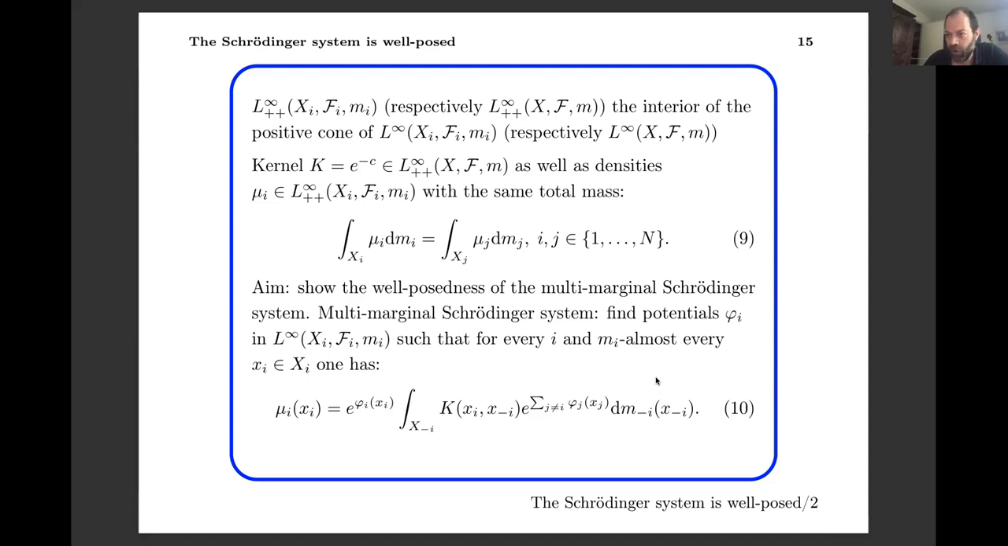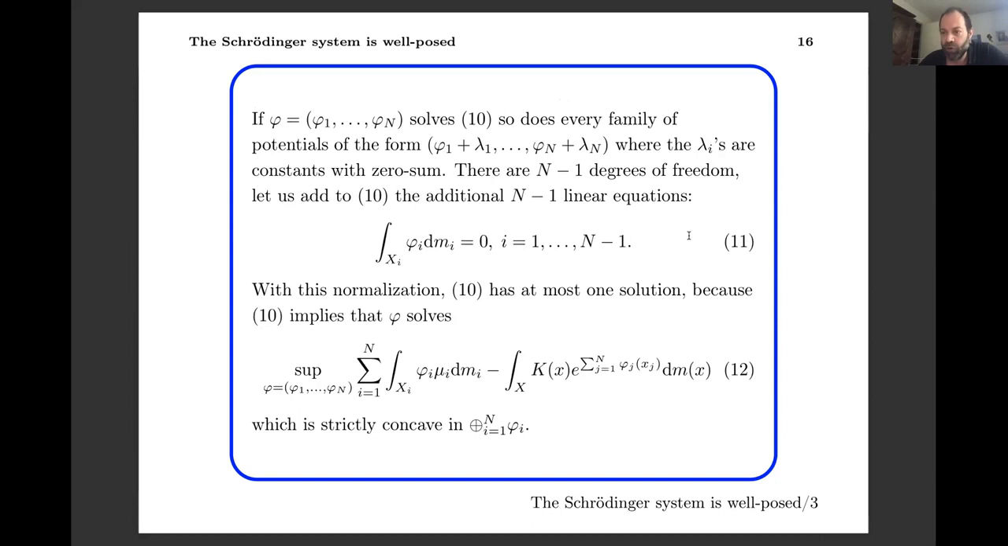So I can add a normalization to the phi I, which is what I'm doing in this slide. There's no loss of generality in adding normalization constraints, which are the n minus one linear equations, that the mean of the phi I should be zero for the n minus one first margins. This changes nothing, but imposing this constraint, at least I have a chance to have a unique solution.